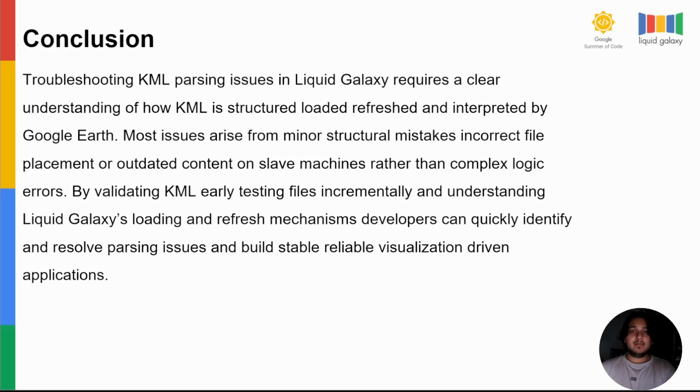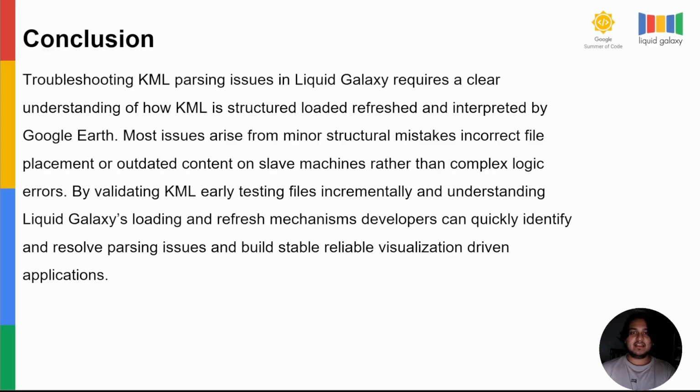To conclude, troubleshooting camera parsing issues in Liquid Galaxy is mainly about understanding how the system actually works internally. Most visualization failures do not come from complex logic bugs. They usually come from small structural mistakes, incorrect file placement, wrong slave targeting, or outdated cached content. By validating KML early, testing files locally, building complex features incrementally, and completely configuring refresh behavior, developers can eliminate most parsing-related problems very quickly.